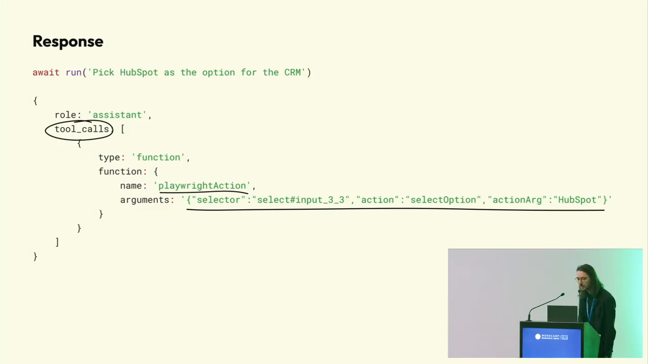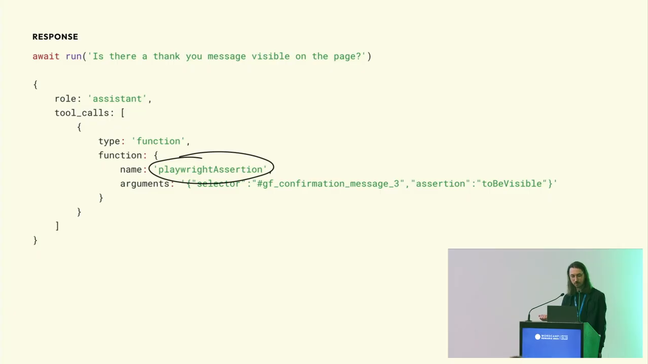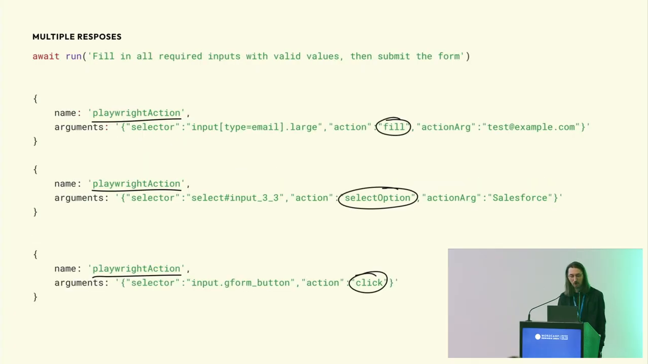Once we send the request, we get back responses. For this specific prompt, we see that the LLM identified that we should call the Playwright action function, and it also provided the set of arguments. And this is the one for the assertion. It's in the form of a question, so it was easy to determine the function. If the prompt is about a sequence of actions, we should expect to get back multiple responses and not one response. The function could be the same, but the arguments will differ. In this case, we see that the methods are completely different.